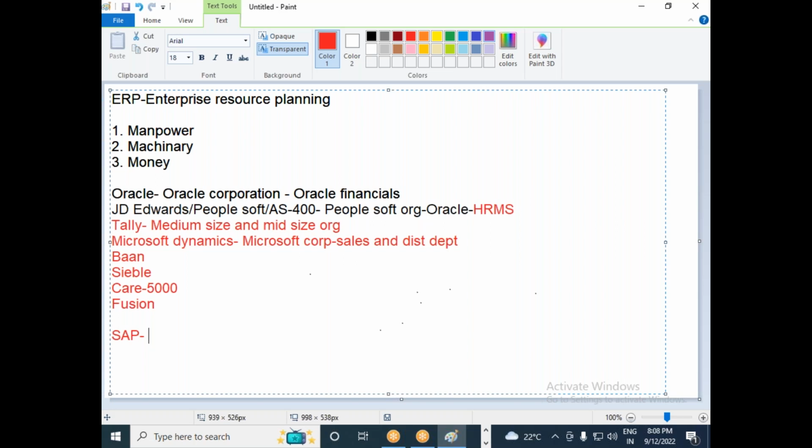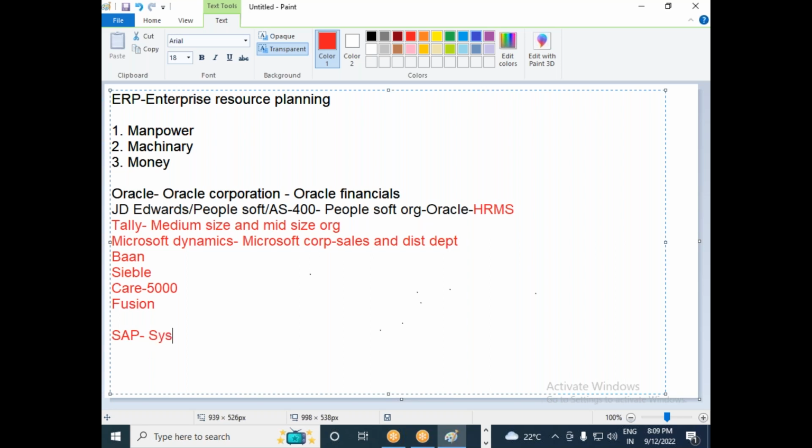Systems? Okay, anyone from the line? What is the full form of SAP? System application planning. No, it is Systems, Applications, and Products in data processing.